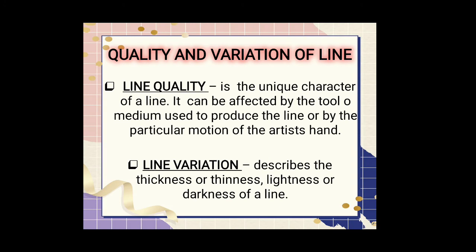Quality and variation of line. Line quality is the unique character of a line. It can be affected by the tool or medium used to produce the line or by the particular motion of the artist's hand. Line variation describes the thickness or thinness, lightness or darkness of a line.